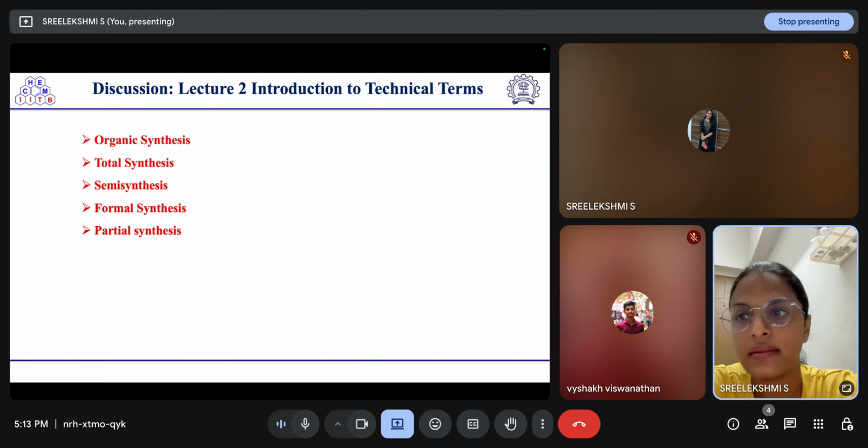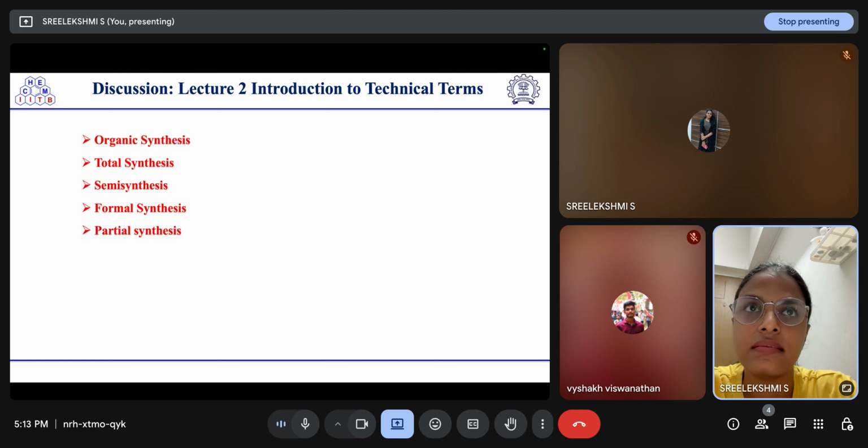So that is formal synthesis. Now, talking about partial synthesis. Partial synthesis means we will be dividing our natural product into several fragments, and out of these fragments, we will be choosing one fragment and we will complete the synthesis of that fragment only. So, that is known as partial synthesis.